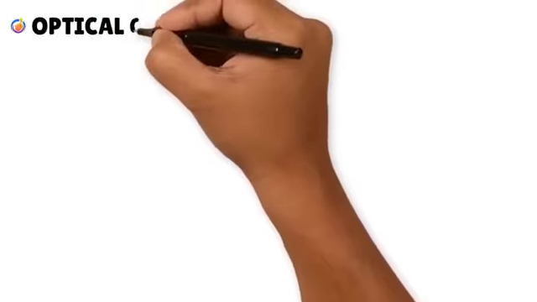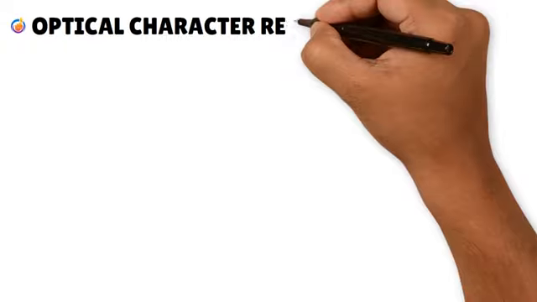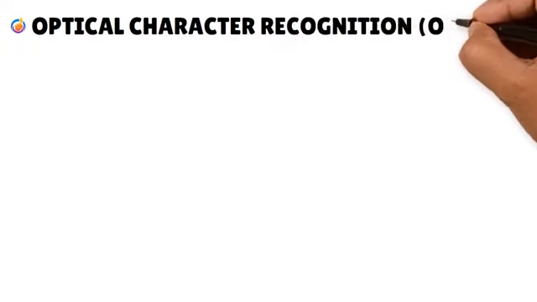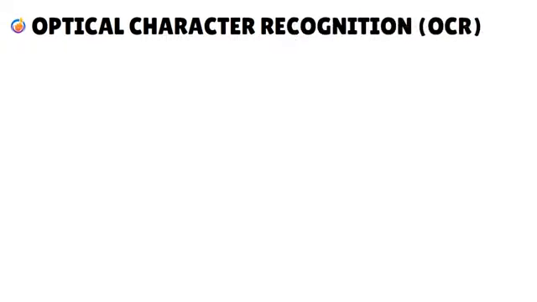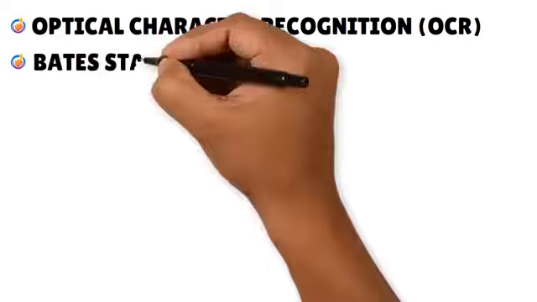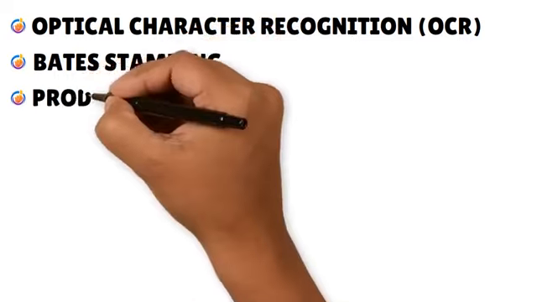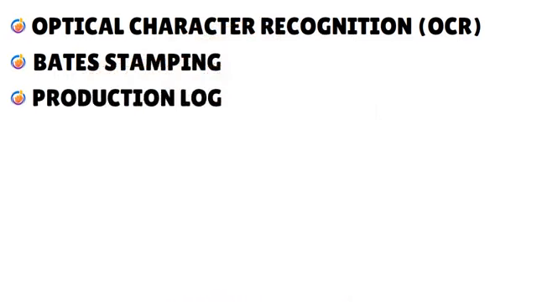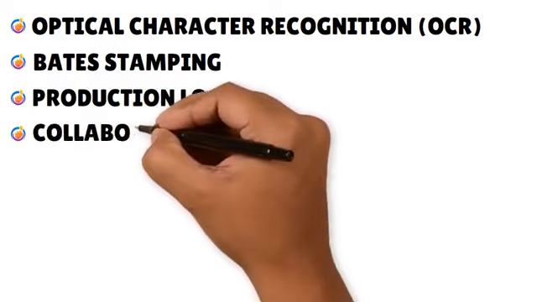You have OCR capabilities embedded in the tool. OCR, optical character recognition, is really cool because it converts scanned images into searchable documents, and Lexbe has that capability. You have Bates stamping, you have production log. In other words, you're able to keep track of which documents have been produced in discovery through Lexbe. This is really cool. And you also have collaboration.